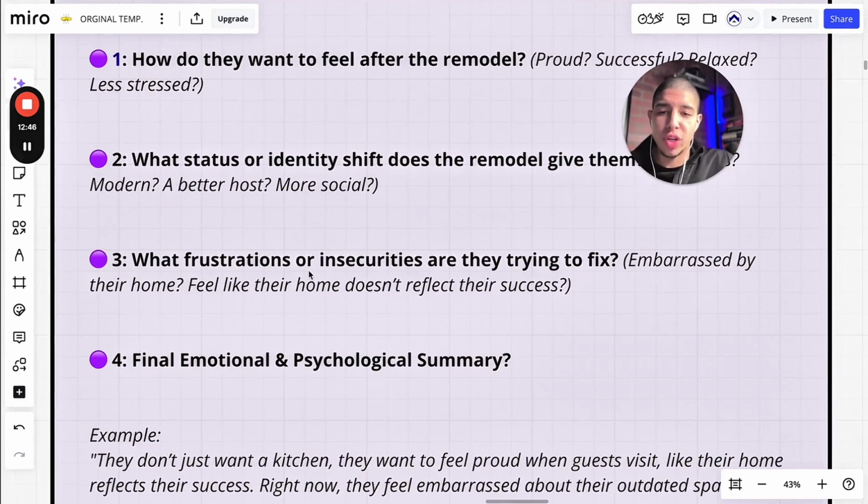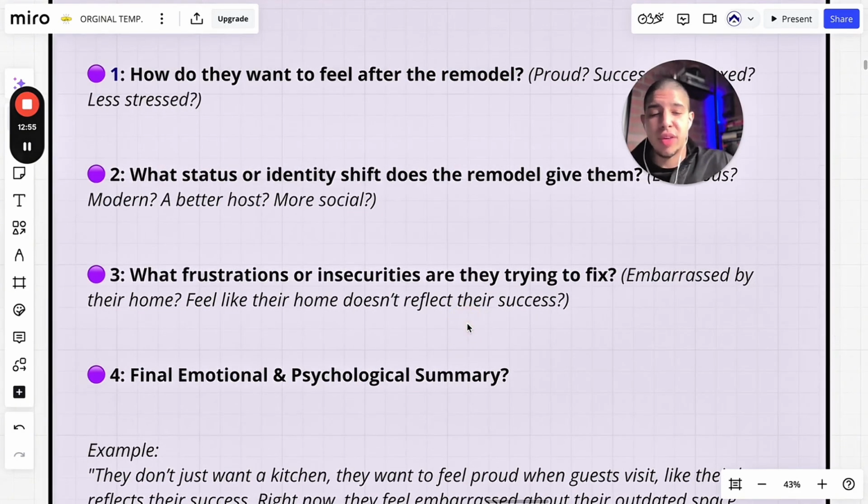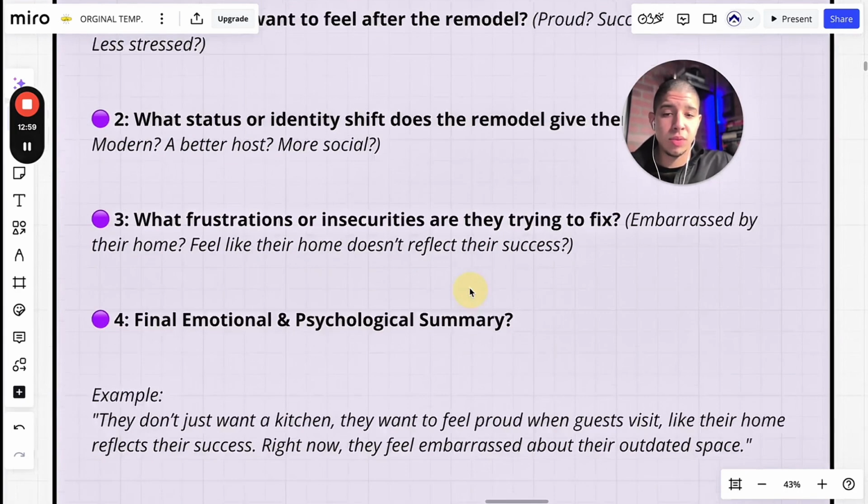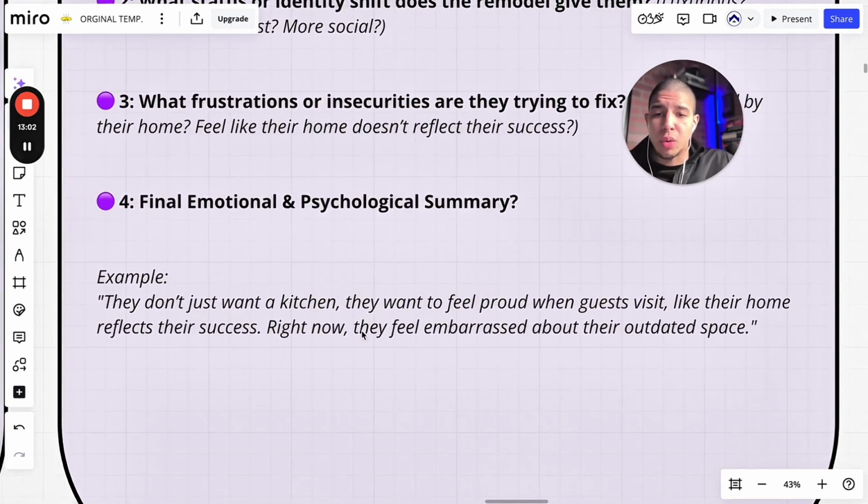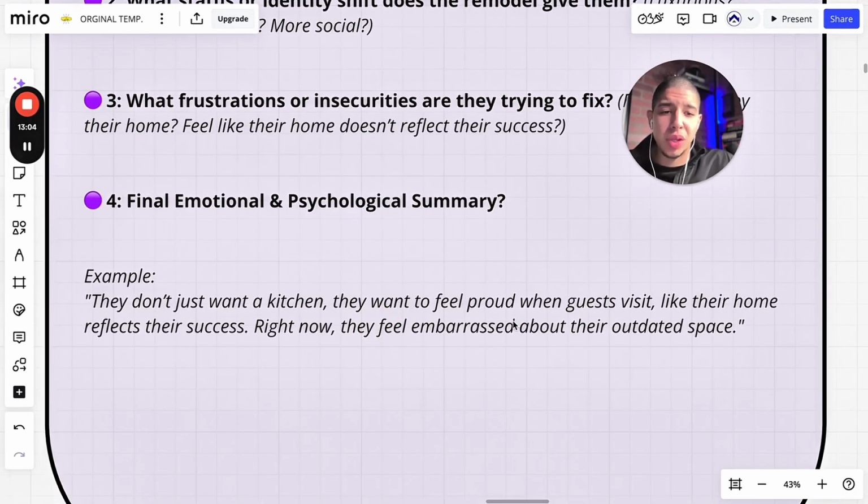Number 3, what frustration or insecurities are they trying to fix? Are they embarrassed by their home? Right? They feel like their home doesn't reflect their success. They need to match their environment. After COVID, people started doing a crazy amount of remodels, right? So example, they don't want a kitchen. They want to feel proud when guests visit, like their home reflects their success. Right now, they feel embarrassed about their outdated space.